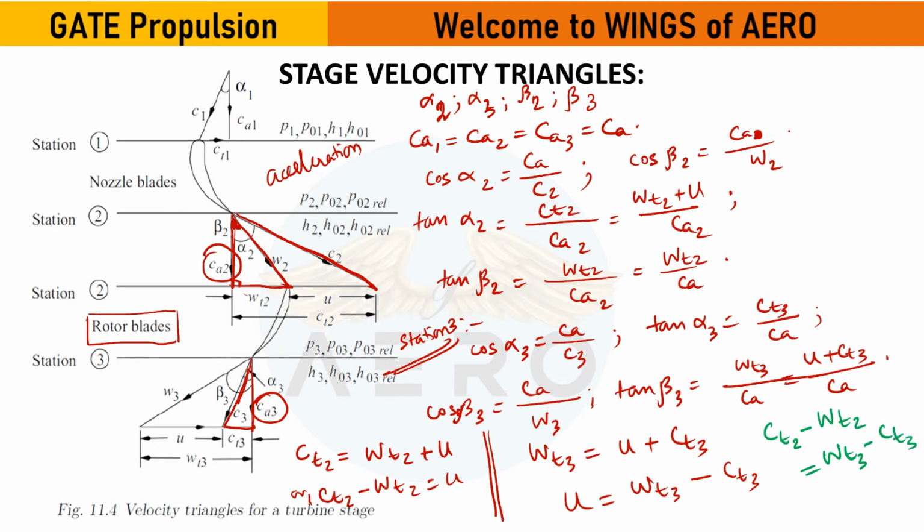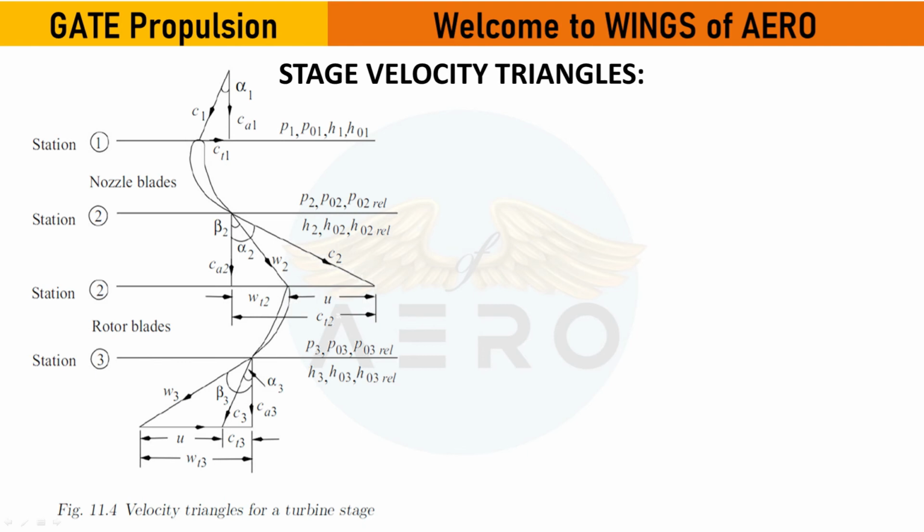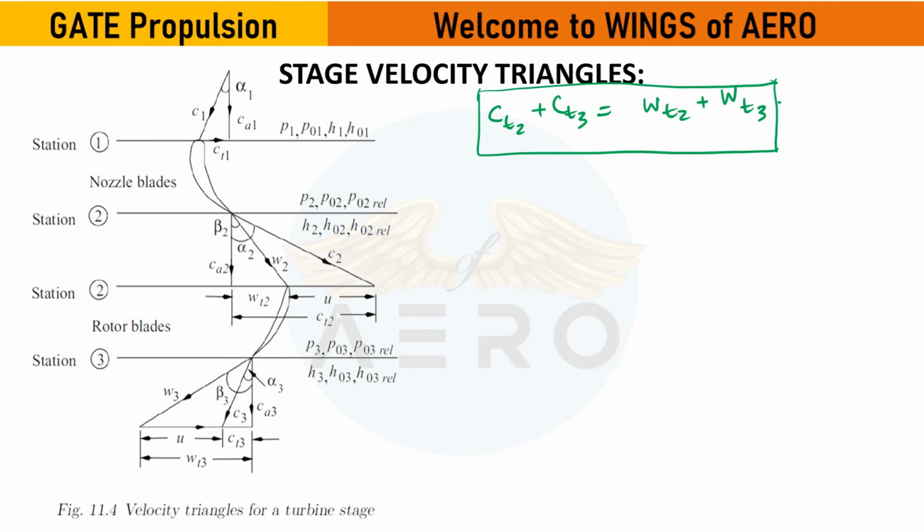Can I write this expression? Yes, ma'am, both equating. Okay. Now we can also further express likewise that CT2 plus CT3 equals WT2 plus WT3. Can I write this also from the previous equation? Yes, ma'am, from the previous equation.